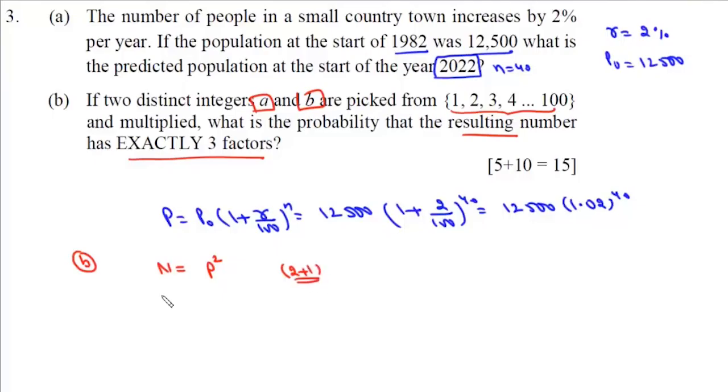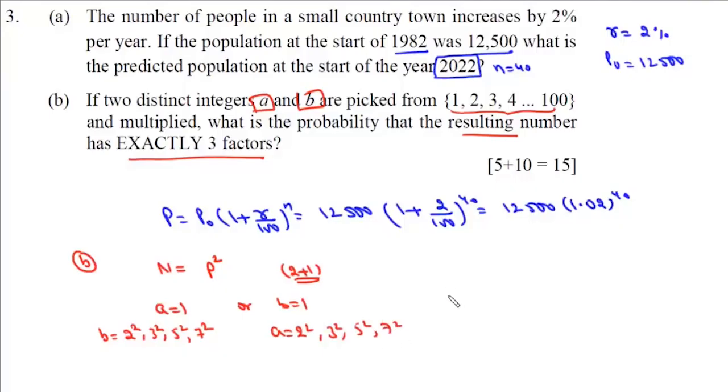So that means out of a and b, one of the numbers must be 1. Either a must be 1 or b must be 1. And the other number must be perfect square of some prime. So this b can be either 2 square, 3 square, 5 square and 7 square. After 7 square, the number will be greater than 100. And if b is 1, then a can be 2 square, 3 square, 5 square and 7 square.